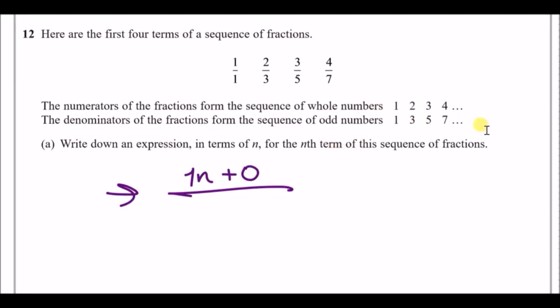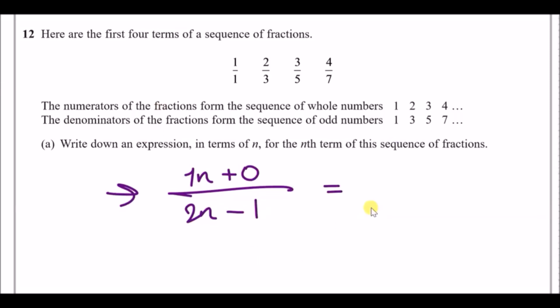Now for the second sequence, we do the same thing. We ask ourselves, what's it going up in? Well, it's going up in 2s, so it'll be 2n. And then the term before the first term, you can only get that if you go back by 2, because everything's going up in 2. So if you subtract 2 from 1, you get minus 1. And that's it, guys. This is literally your expression.